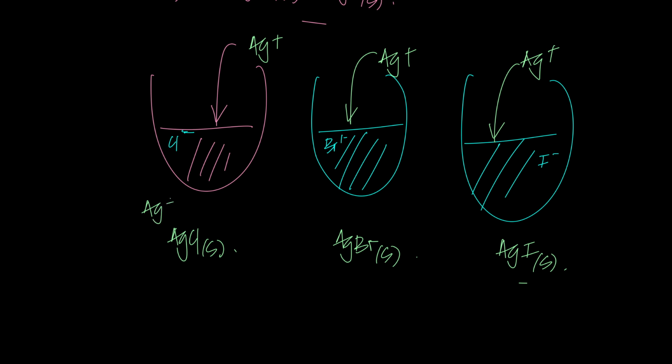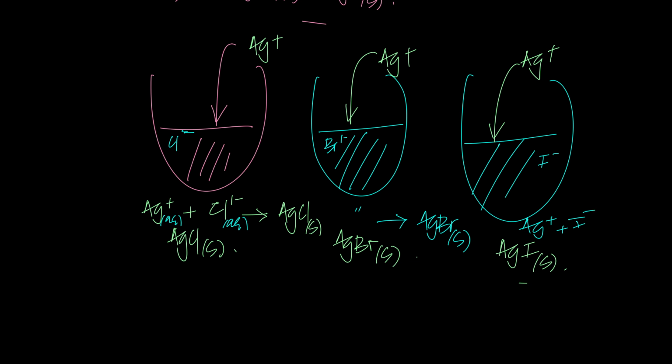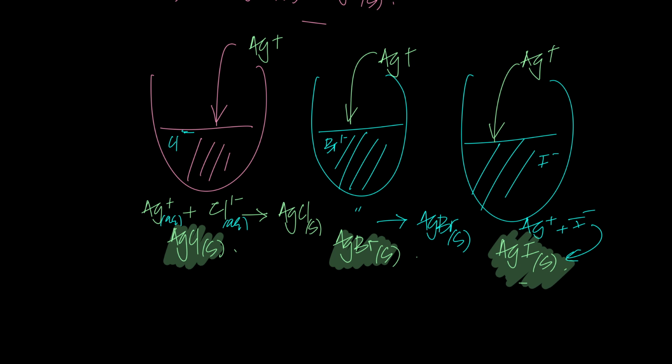It's basically the silver ion comes into contact with the chloride ion and forms AgCl solid. These are both aqueous: silver ion aqueous, chloride ion aqueous. Similarly, the same thing happens here. The silver ion comes into contact with the bromide ion, forms silver bromide solid. A precipitate forms. Similarly, the silver ion comes into contact with the iodide ion aqueous and gives you silver iodide, which is obviously a precipitate.